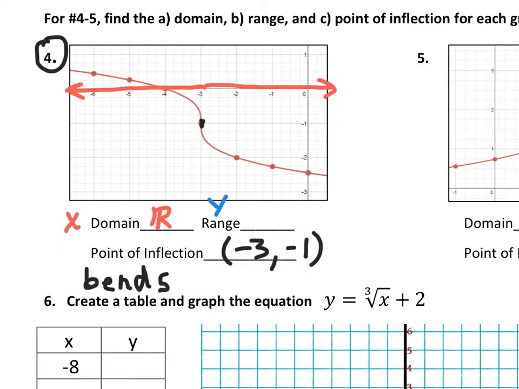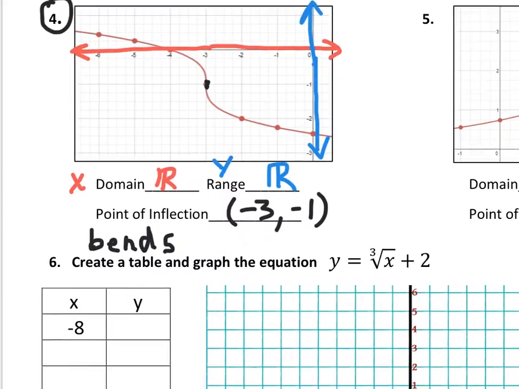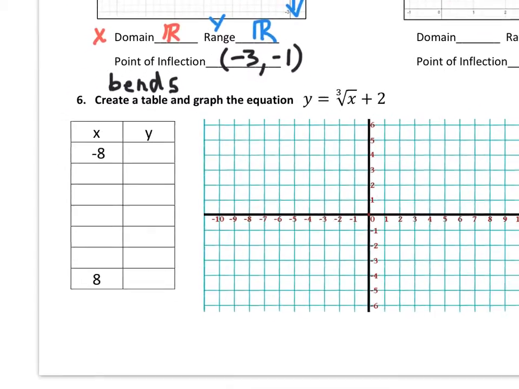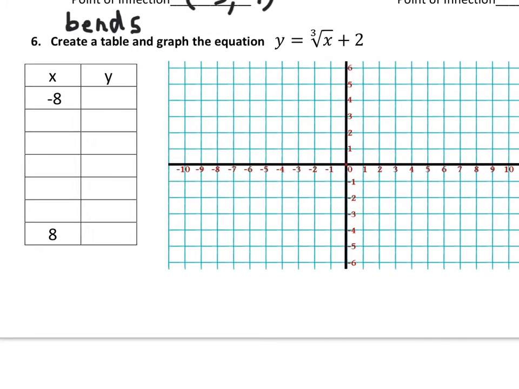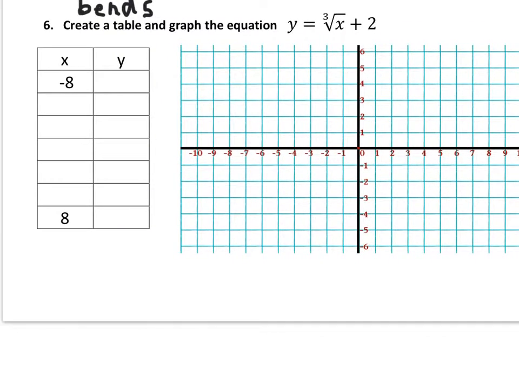And the nice thing about the cube root function is that the range is the same way. It's a little harder to tell because it looks a little flat, but going down and going up, this graph will never stop, and so it will go from negative infinity to positive infinity. So the range is all reals as well. Alright, now that we've done that, let's actually create a cube root graph. We'll work with problem number 6.